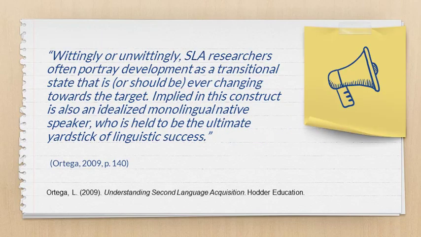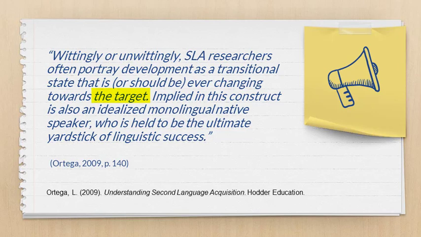This quote by Ortega says it best: "Wittingly or unwittingly, SLA researchers often portray development as a transitional state that is, or should be, ever-changing towards the target. Implied in this construct is also an idealized monolingual native speaker who is held to be the ultimate yardstick of linguistic success." And I think this quote is very relevant because of this transitional state. You could argue that that's a little bit of what interlanguage was talking about, and that it is evolving towards the target, this idealized monolingual native speaker.